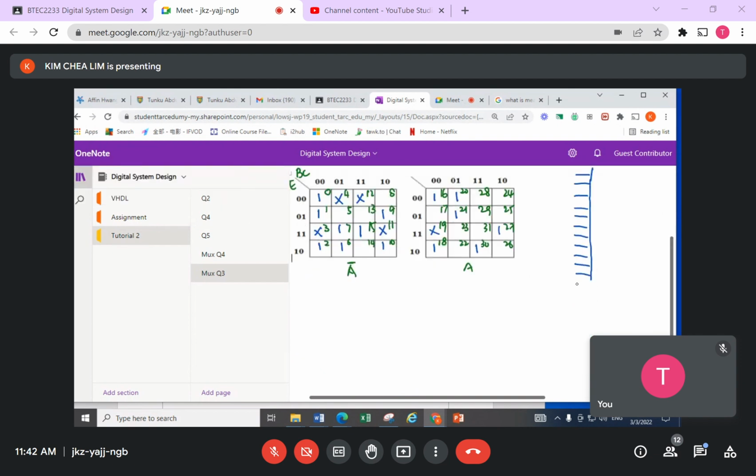10, 11, 12, 13, 14, 15, 16. Okay, this is my input. Because you have a 16 input here, you will have 1, 2, 3, 4 selector lines. So label properly.